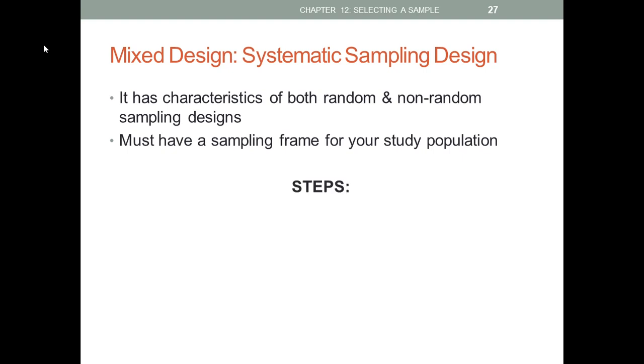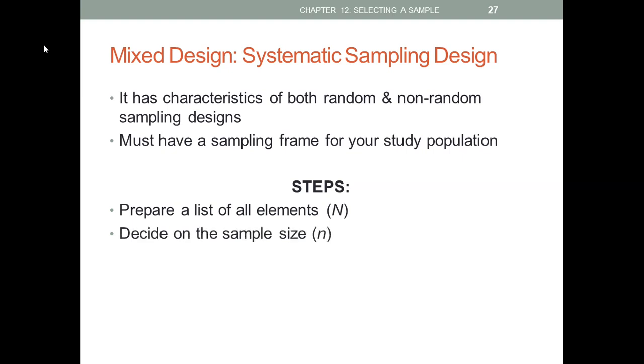So let's go to some steps in order to implement a systematic sampling design. Step number 1 is to prepare a list of all sampling units or sampling elements, called the population. We have to have a list of the population. And step number 2 is to determine our sample size. Yes, we researchers have to determine the size of our sample before conducting a research study.